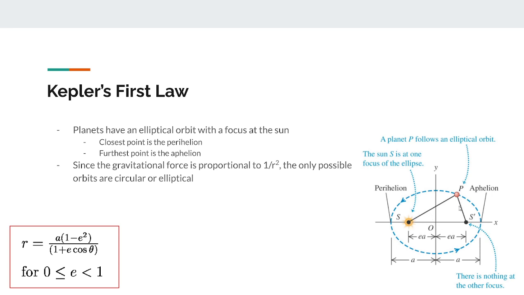So the closest point is the perihelion. I hope I'm pronouncing that correctly. And so that's here. So that's the closest point in the orbit. The furthest point is the aphelion. So that's here. Remember, this is the farthest area.